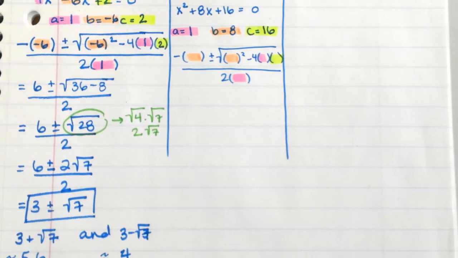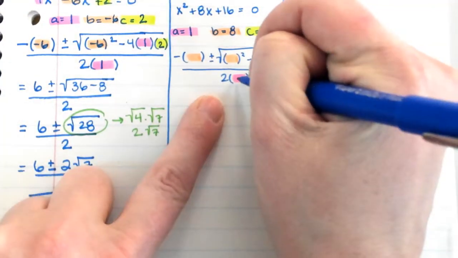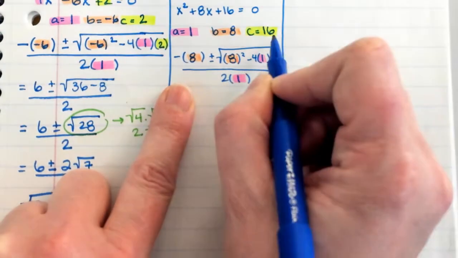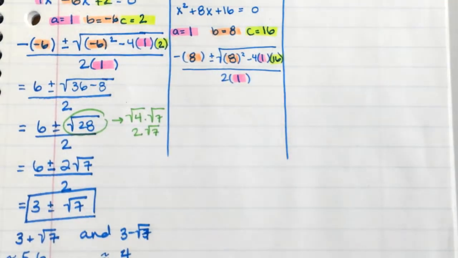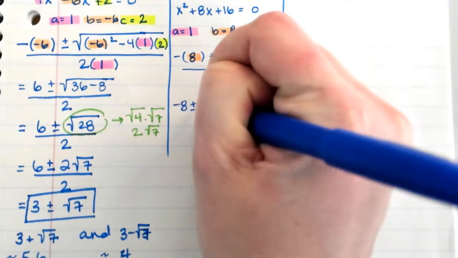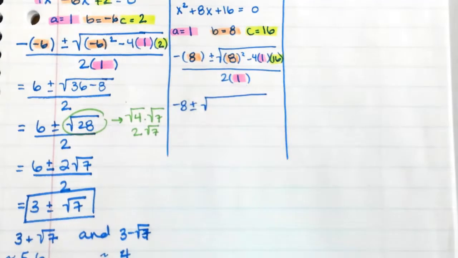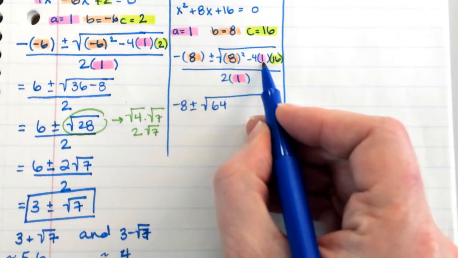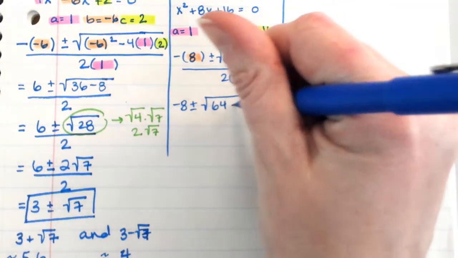Okay, so in that case, all I'm going to do now is just start to substitute in. So wherever I have a, I have a 1. Wherever I have b, I have an 8. Wherever I have c, I have 16. So as I start to simplify, I'm noticing this is going to be a -8. What is 8 squared going to give me? 64. Okay. And what happened when you had -4 times 1 times 16? -64. Okay.